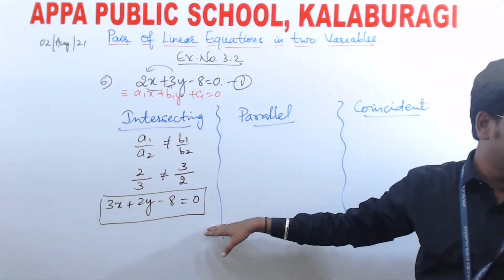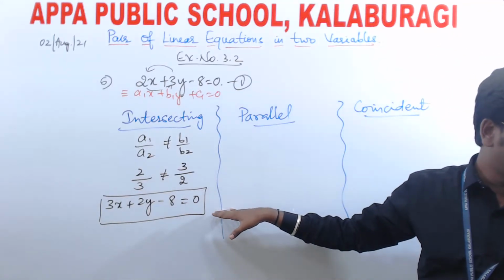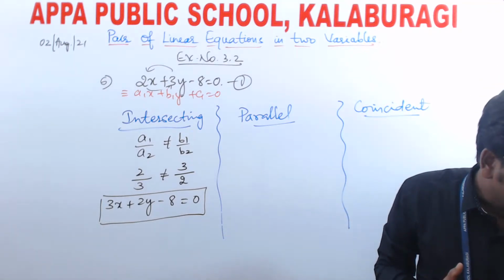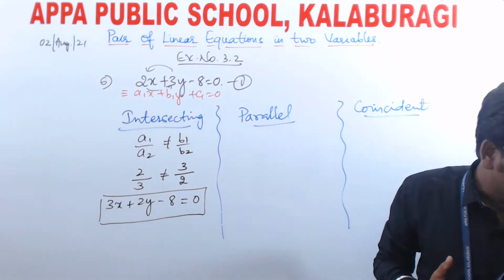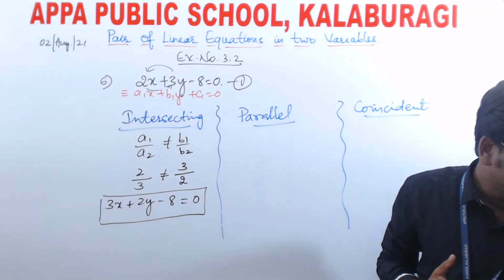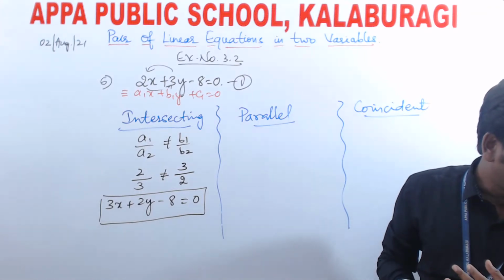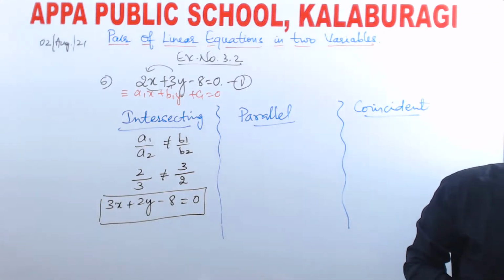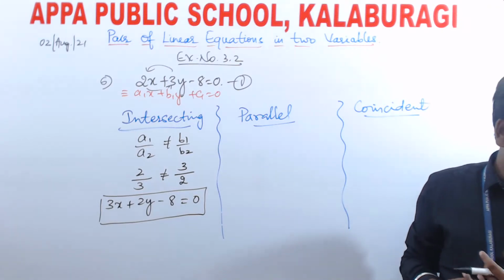Understood this, everyone? First tell me whether you understood this intersecting concept. Yes, sir. Okay. So shall I go for now parallel? Did you follow this? Waiting for your response. Should I go for now parallel? Yes. Thank you.